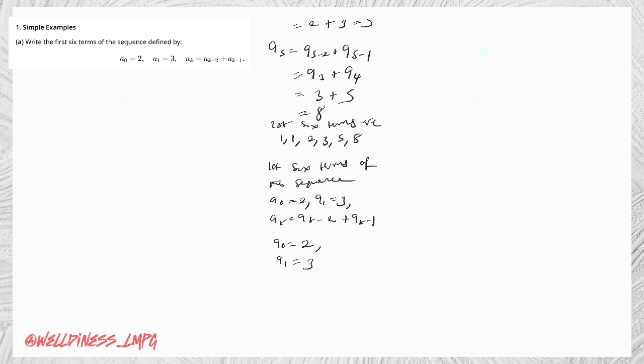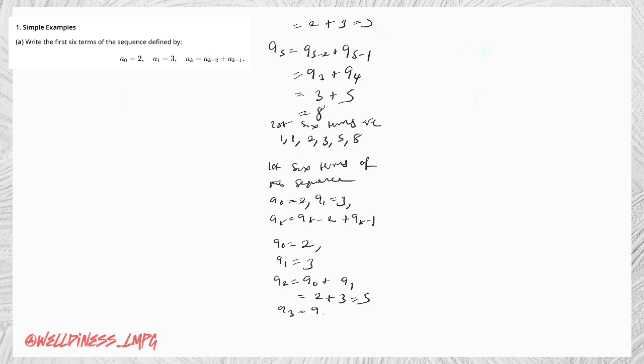So now when we slot in 2 in the K, you're going to have 2 minus 2, which is 0, and that's A0. Now for the other one, 2 minus 1 will give you 1, and that's A1. So from the question, we know that our A0 is 2 and our A1 is 3. So A2 will give you 2 plus 3, which will give you 5.